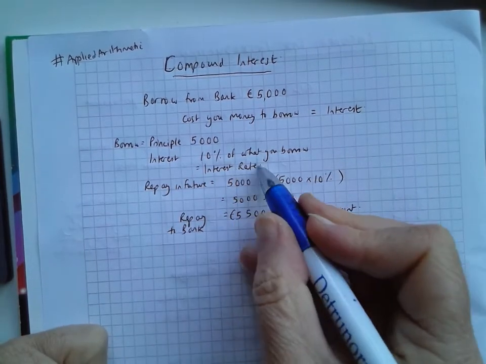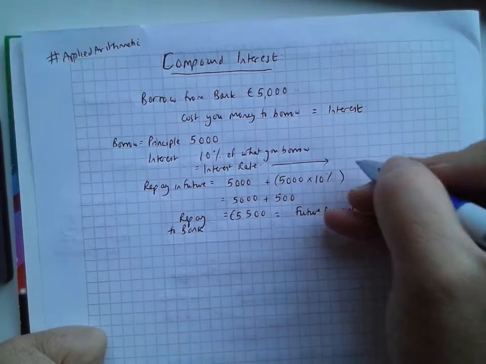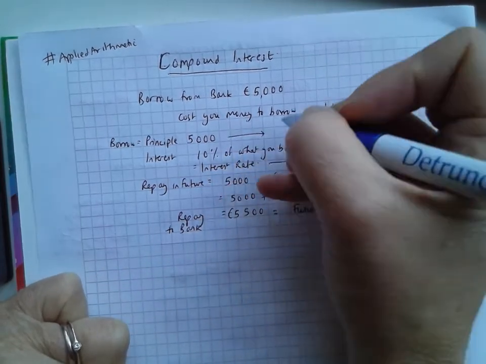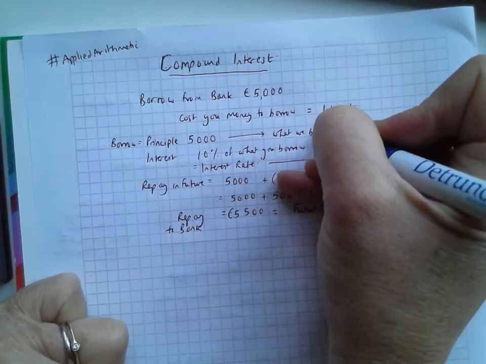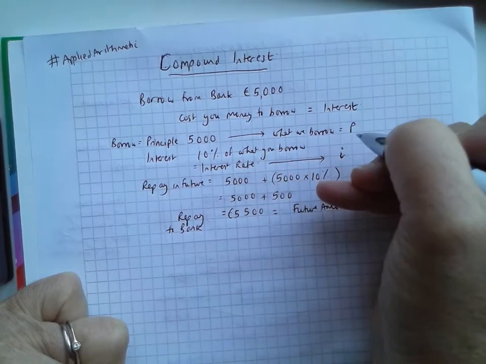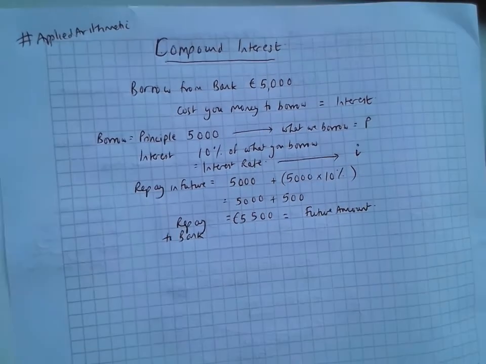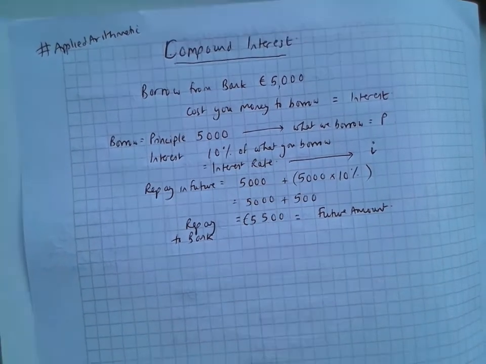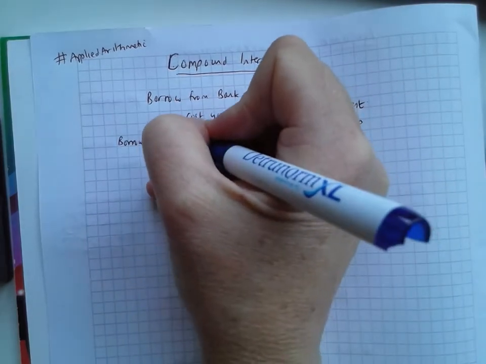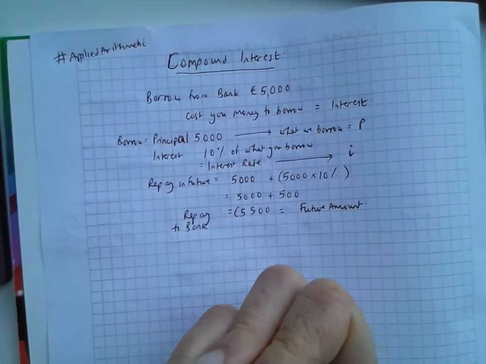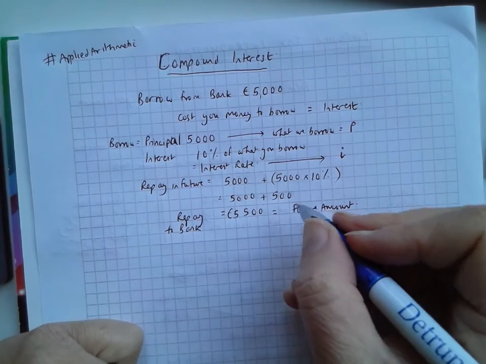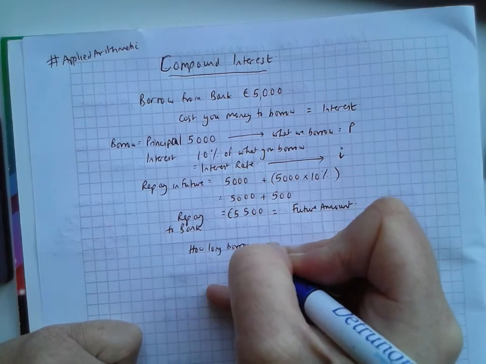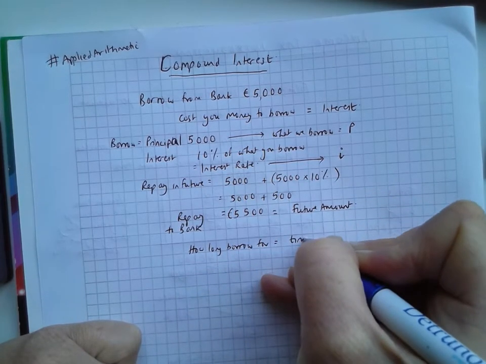We had an interest rate. This interest rate is called I when we deal with it. The principal, which is what we borrow, is called P. The future amount is called F. What will matter is how long you borrow it for, and that of course is time, which is T.